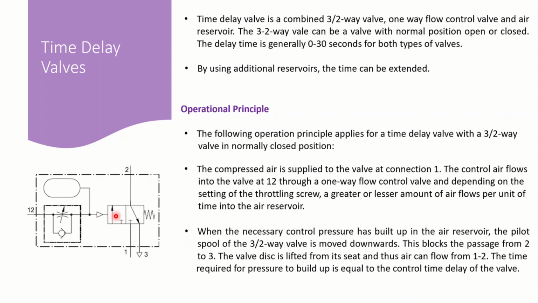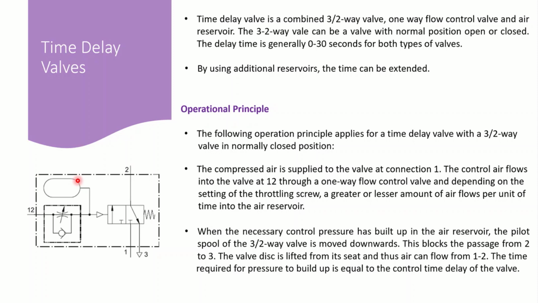So if we look at this symbol, and at this time delay valve, we'll see there are two important factors here. Depending upon the opening level of this throttle check valve, and depending upon the volume of this reservoir, we can apply a certain amount of delay to this directional control valve, and at the end to the system that we are working with, right?